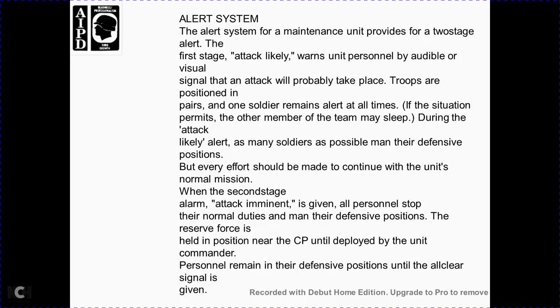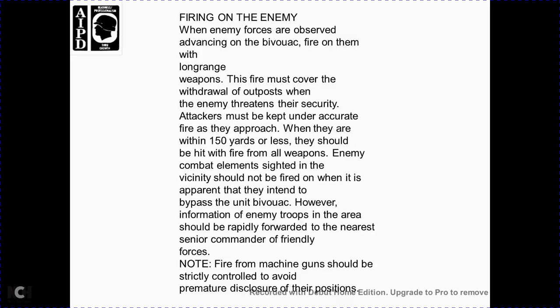Likely alert as many soldiers as possible with the defense positions, but every effort should be made to continue the unit's normal operation. The second stage is when the attack is imminent. The order is given to all personnel to stop normal duty and go to the defensive positions. The reserve force is held at the nearest positional command post until deployed. Unit personnel remain at the defense position until the all clear sign is given.